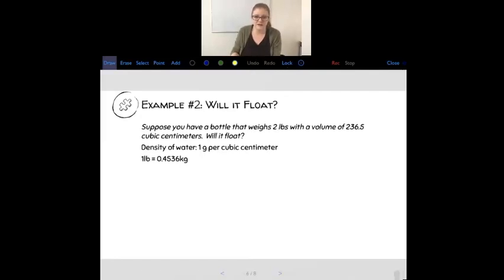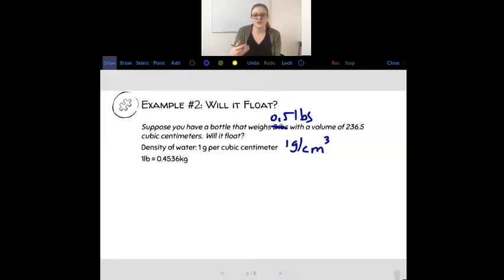So suppose you have a bottle that weighs, this should say 0.5 pounds. 0.5 pounds, I know that's very different. With a volume of 236.5 cubic centimeters, will it float? So you're given the density of water, which is 1 gram per cubic centimeter, or 1 gram per centimeter cubed, and then we're given that 1 pound is equal to 0.4536 kilograms.